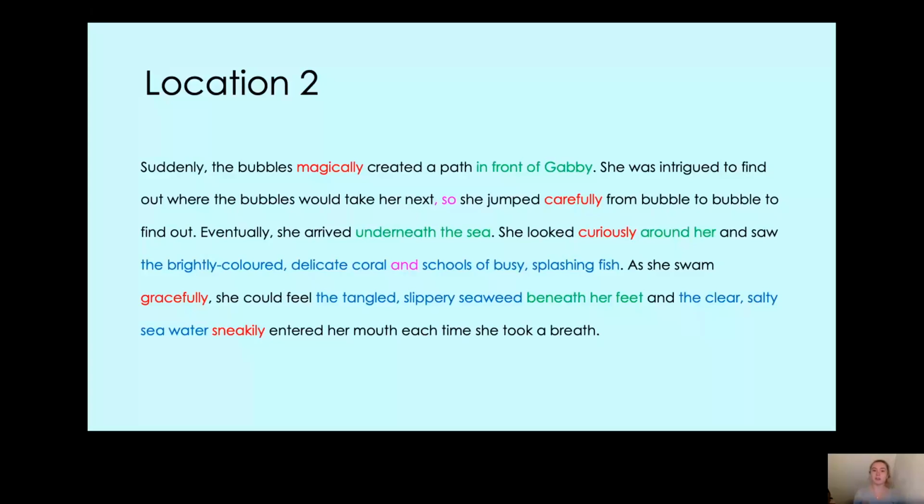Now, can you see in such a small paragraph, I've included so many adverbs of place and adverbs of manner and expanded noun phrases and coordinating conjunctions. So now it's your turn, okay? I would like you to have a go at writing your paragraph for the second place that Gabby goes on her magical adventure in your story. Okay, so pause the video now and have a go.